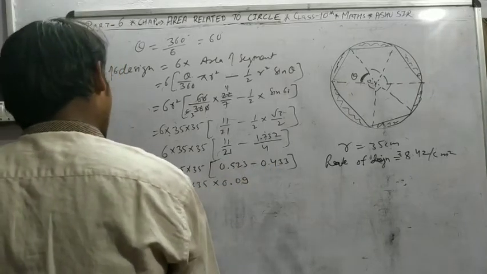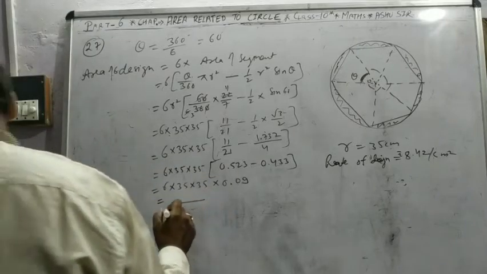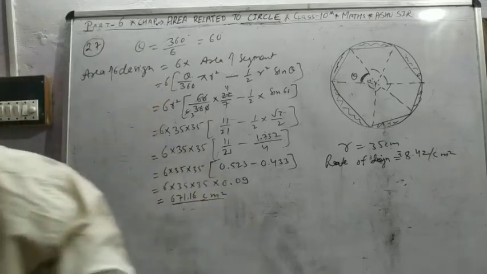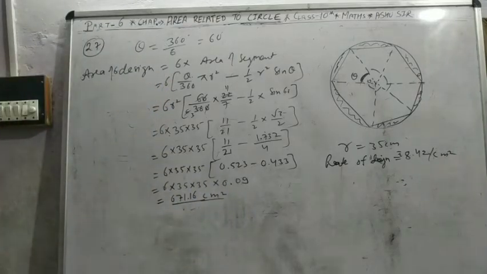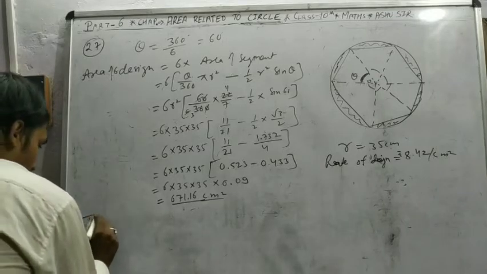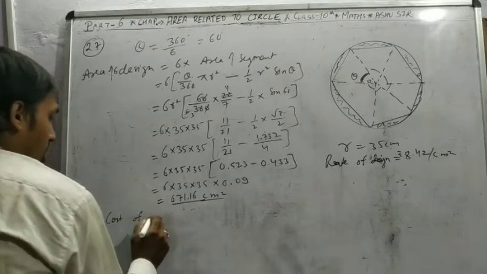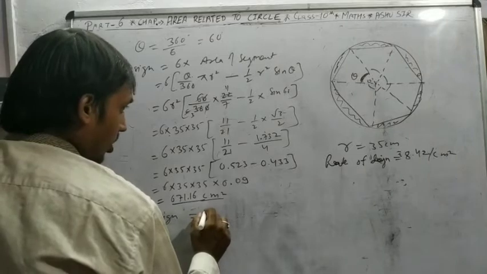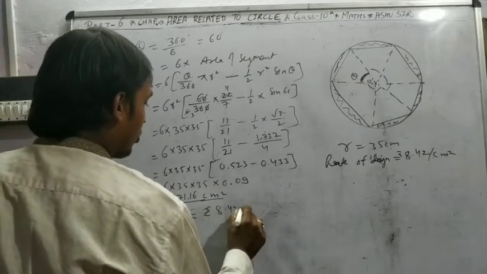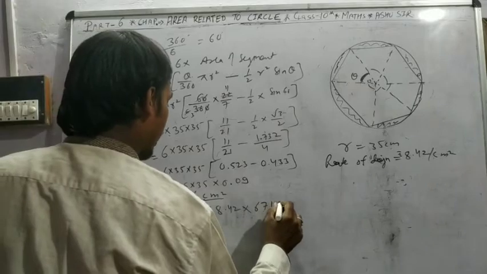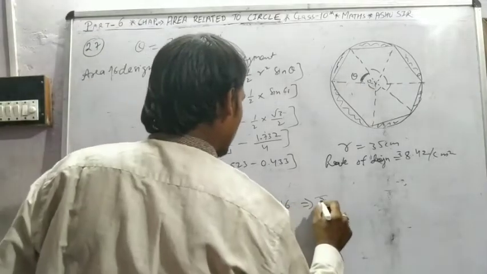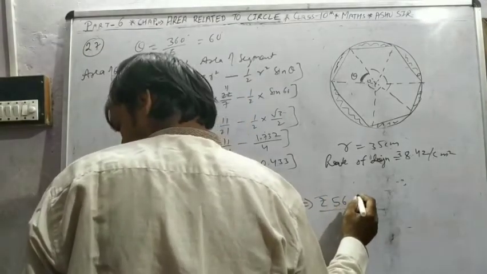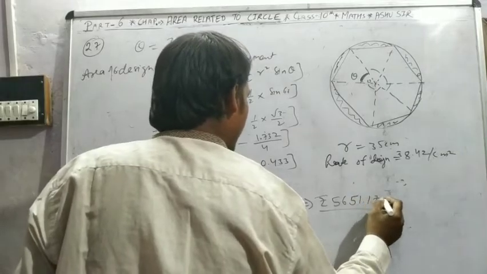Then multiply these all, so we get the multiply. We already multiplied 671.16 centimeter square. That is the area of the design. So total cost of design is equal to rate 8.42 and the cost 67.16. So, when we multiply, we get 5651.17 rupees.